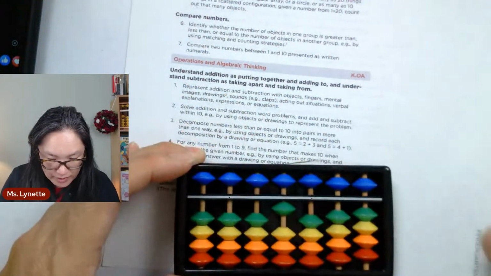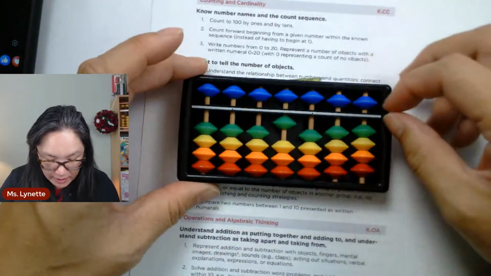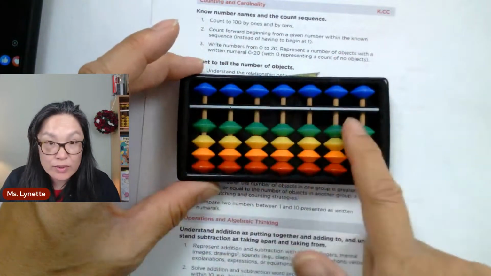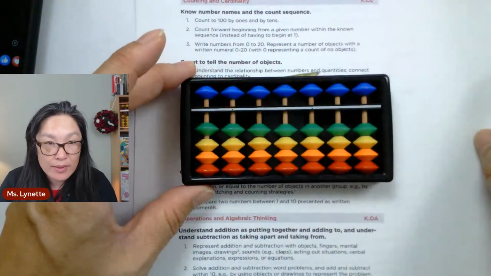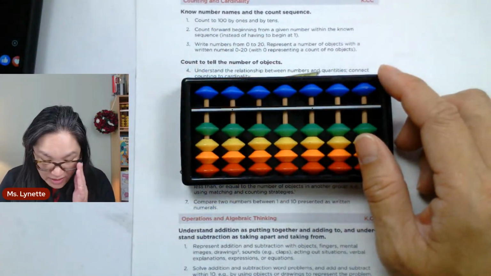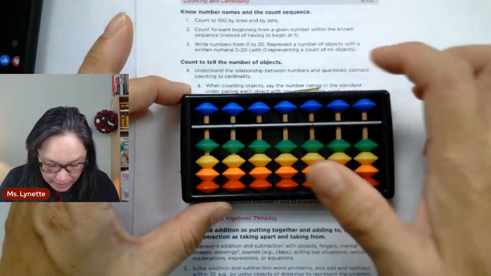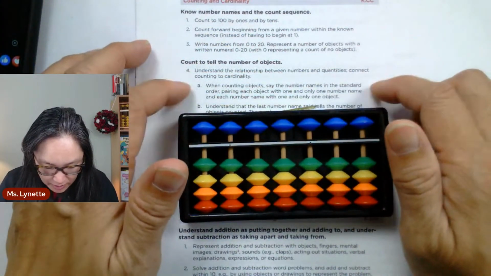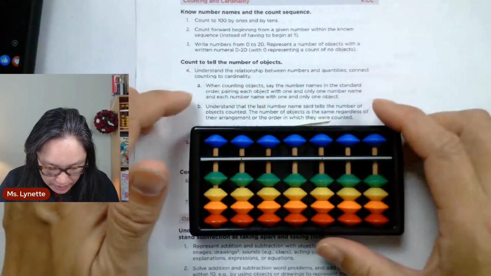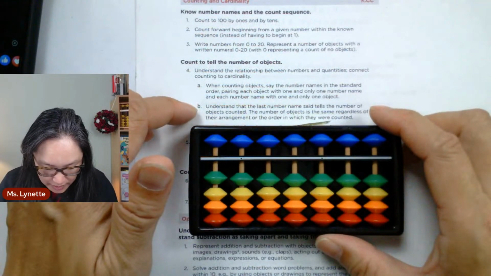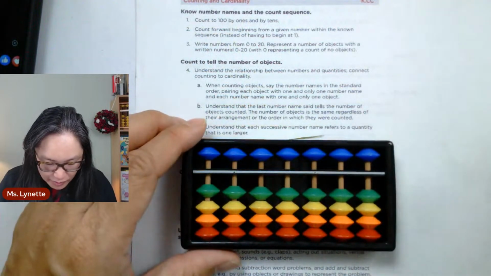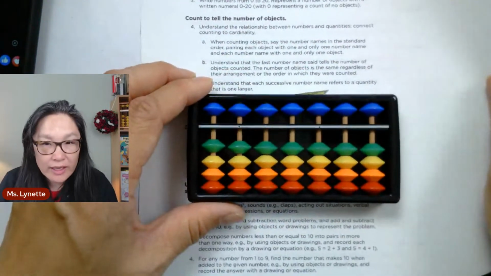With 0 representing the count of no beads. So 0 representing a count of no objects. This is what 0 is. And it's interesting because the abacus always starts at 0. So that's not a difficult thing. So then we can tell the relationship between the quantities, count the objects and the number names, and understand the last number that's being told in the objects counted. The number of objects is the same regardless of the arrangement or the order in which they are counted.